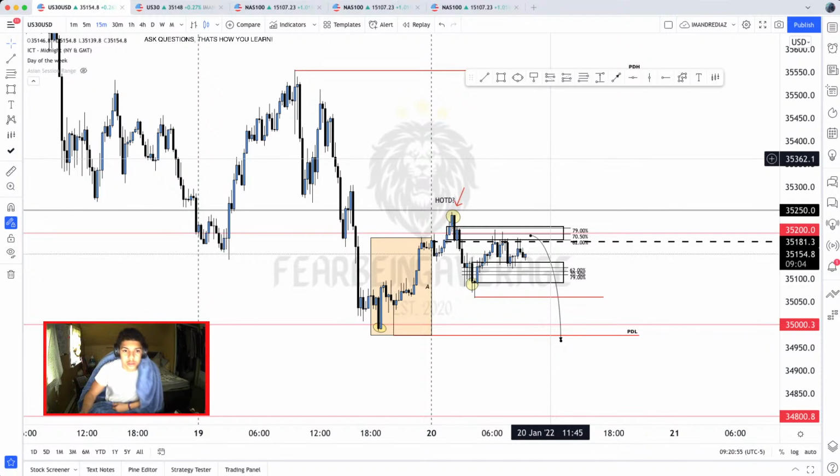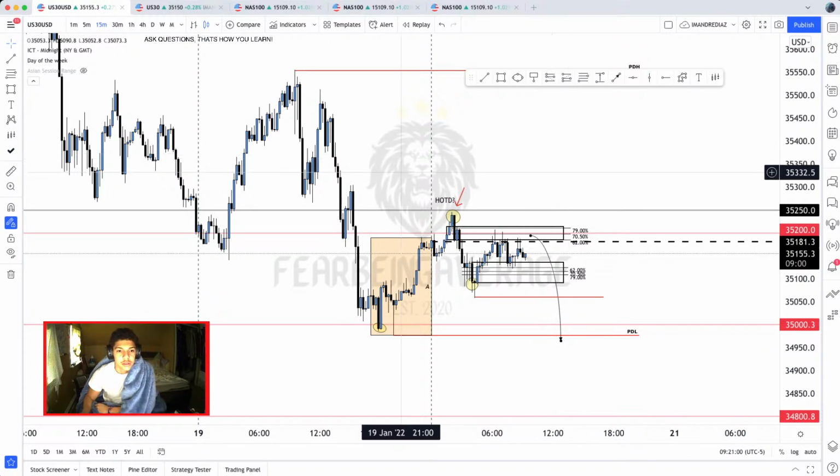Let's see what happens. I'm still waiting for this potential retracement a little bit higher. Let's see if we're going to get it.